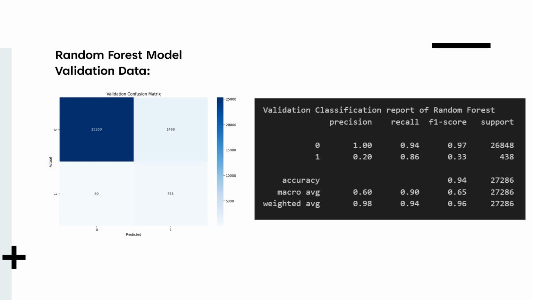The classification report for the random forest model on validation data indicates that the model achieved 94% accuracy. The precision score for class level 1 is 20%, which states that the model has a higher rate of false positives for class level 1. The F1 score for class level 1 is 33%, which states that the model is not performing well on class 1.